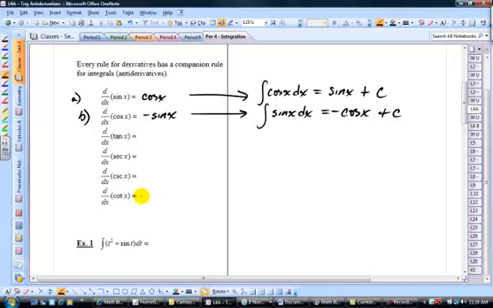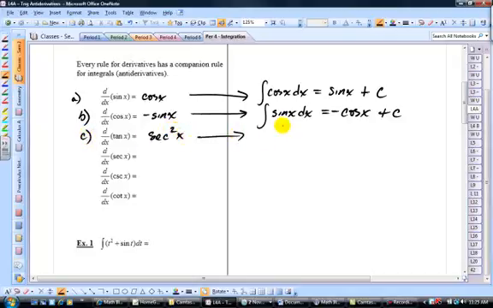Okay, help me out again. What's the derivative of tangent? Secant squared x. It's okay, that's why we're reviewing. Secant squared x. Go ahead and mark that one.